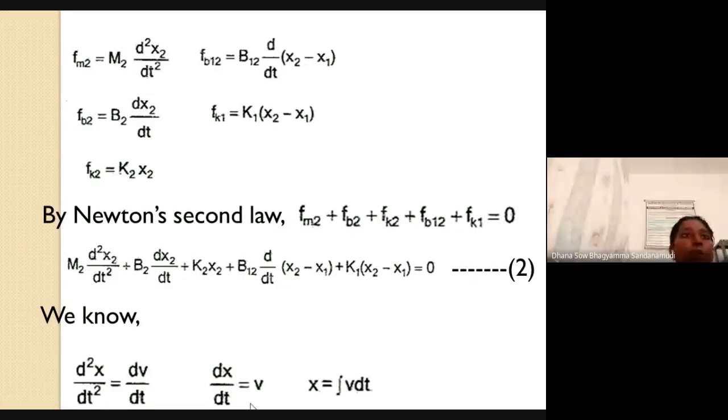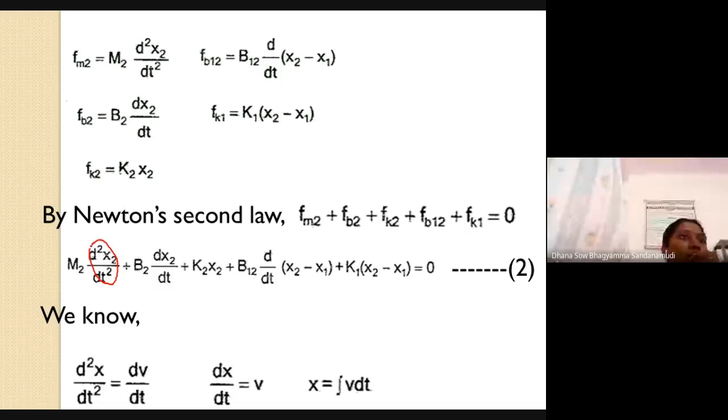Now, you know V is equal to dx by dt. V is the velocity. You can represent velocity in terms of displacement. So dv by dt will be d square x by dt square. If I integrate both sides, differentiation and integration will cancel, and you will get x equal to integral of v dt. So you know all these three terms. So substitute these three in equation number 1 and 2.